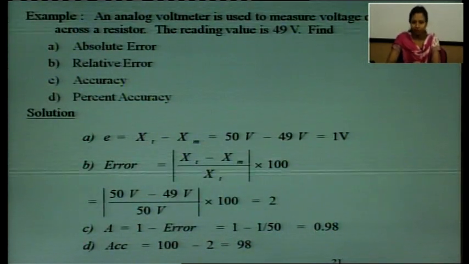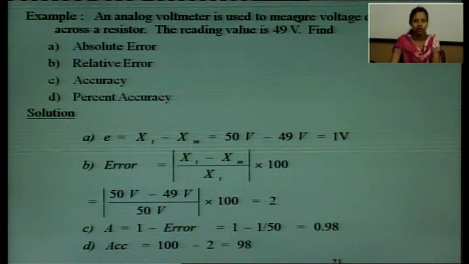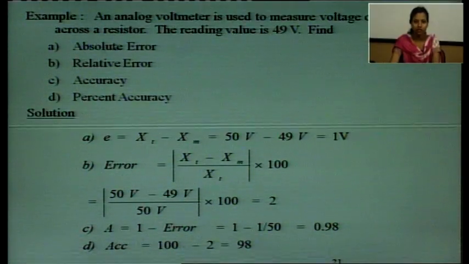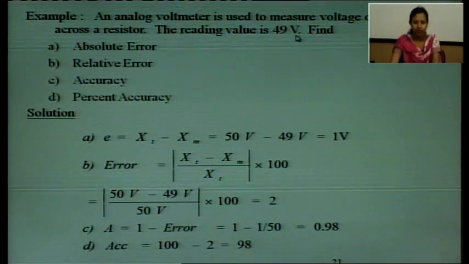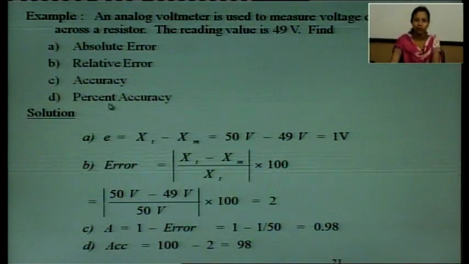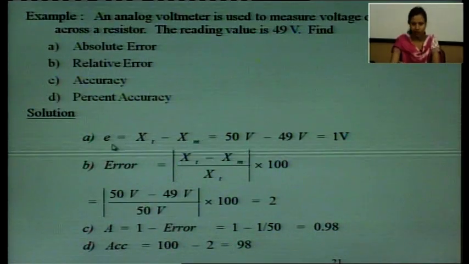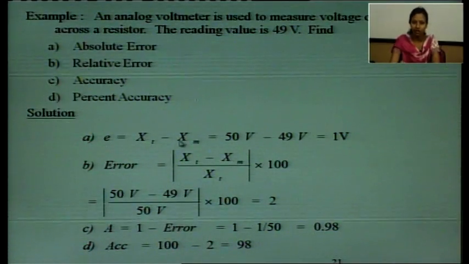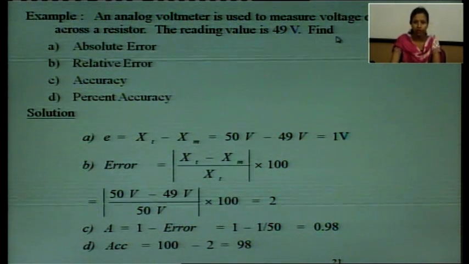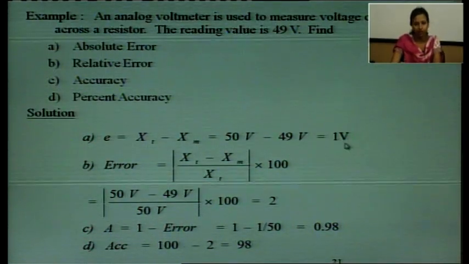So, the next numerical: an analog voltmeter is used to measure a voltage of 50 volt across a resistor. The reading value is 49 volt. Find the absolute error, relative error, accuracy and percentage accuracy. This is a very simple numerical. The error is simply the difference between the true value and the approximate value. The true value is 50 and the approximate value is 49. So the difference is 1 volt.